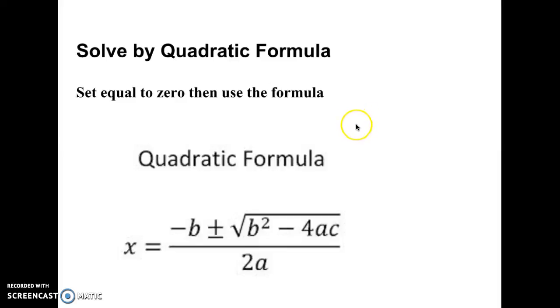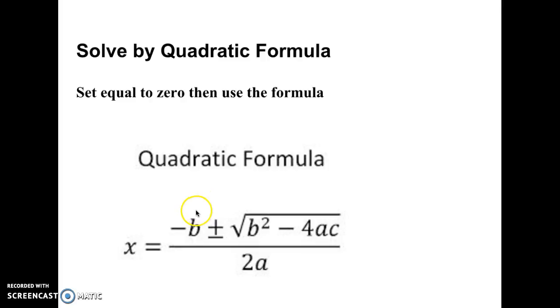Hi, the final way that we will be looking at solving quadratics is called the quadratic formula. Now, we've looked at various ways: factoring, completing the square, square rooting, graphing, and not all of these ways will work every single time. The quadratic formula will work with every single problem, whether we have zeros or we don't have zeros, it's always going to work.